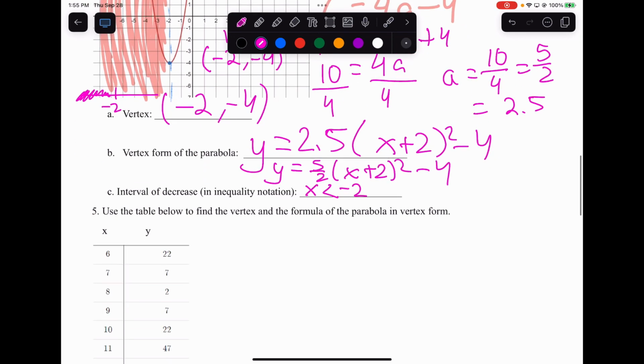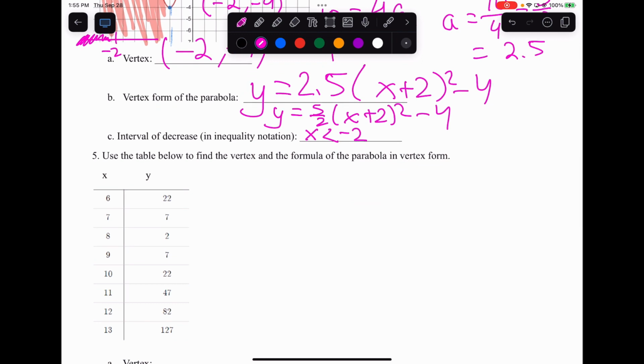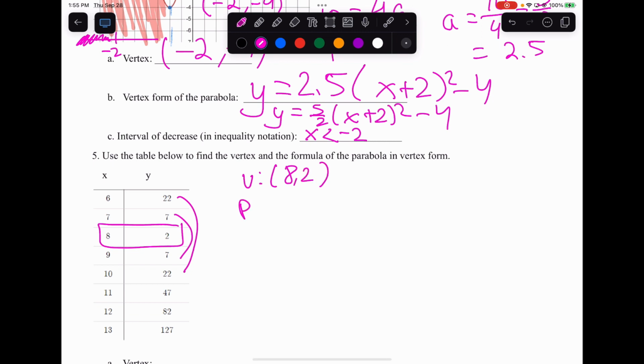All right, then we've got to come up with the answer here. So we've got our vertex, which is (8, 2). How do I know this is my vertex? You need to find the point that has those reflecting y values around it. So our vertex is (8, 2). And then you just need to pick one other point. It doesn't matter which point you pick. Let's do (11, 47).